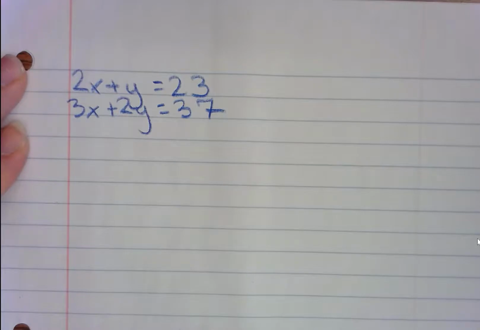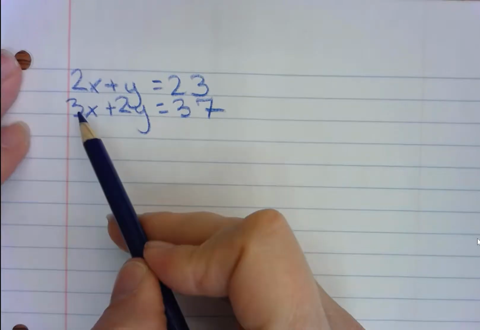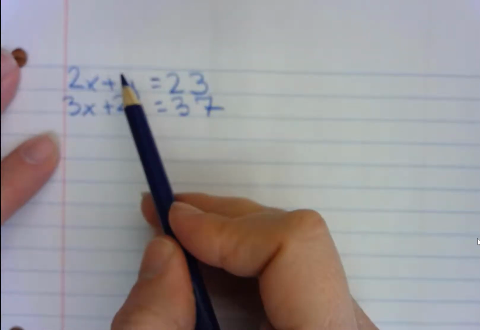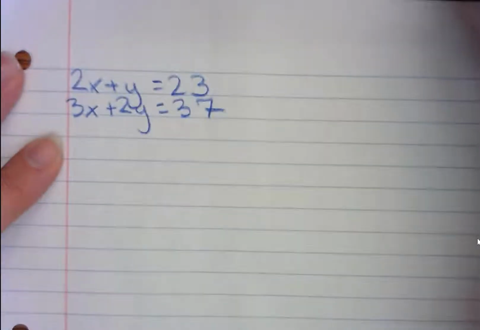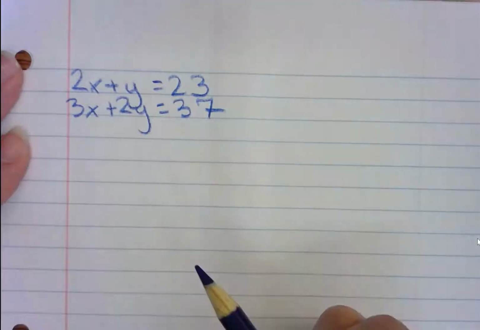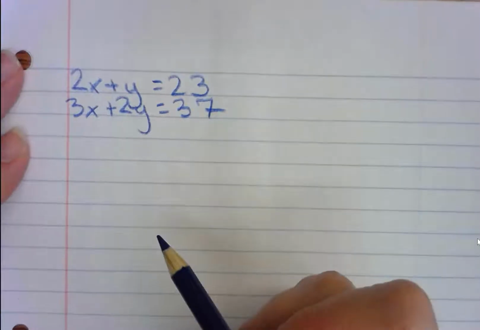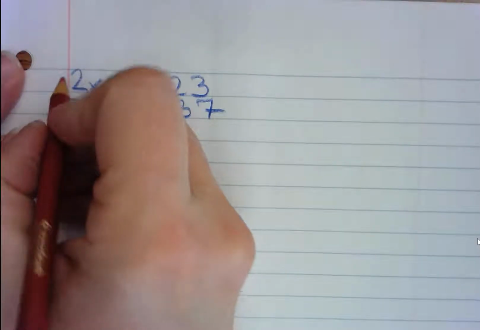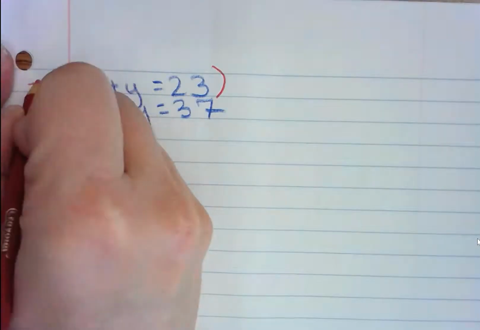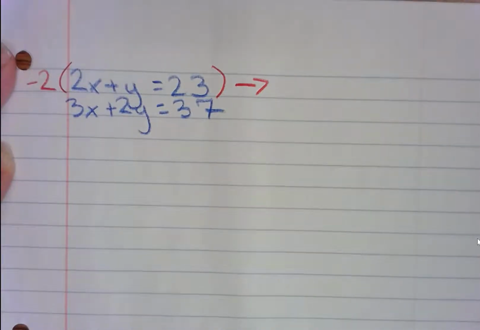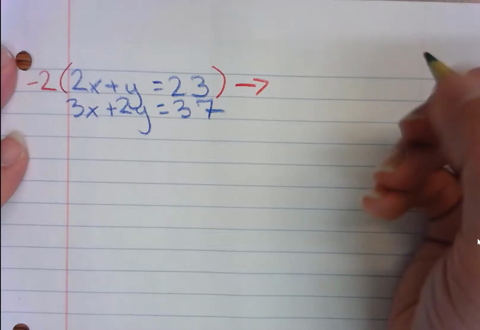So here, if we look, the coefficients of our x are 2 and 3, and the coefficients of y are 1 and 2. So we could multiply the top equation by -2, so the coefficients of y are additive inverses of each other. So I'm simply going to multiply everything in this top equation by -2, so that I have a new equation where the y terms have additive inverses as their coefficients.